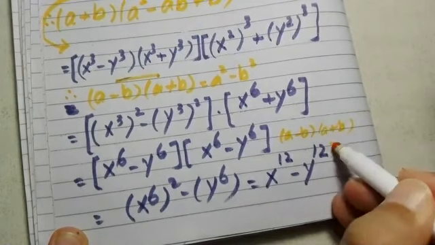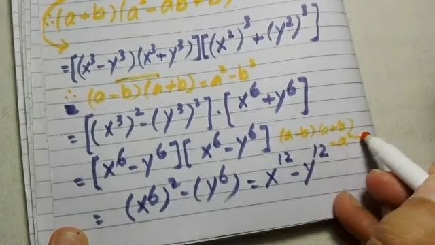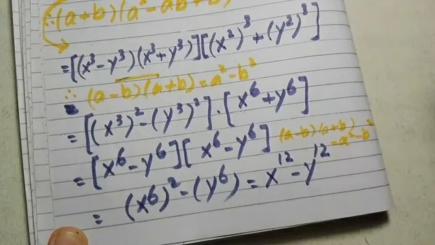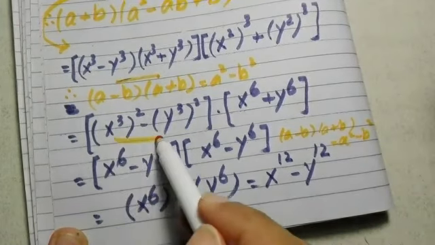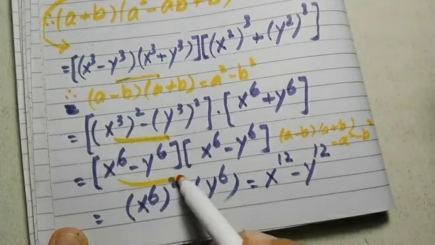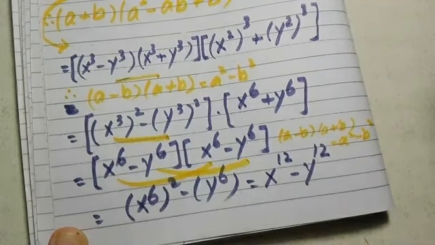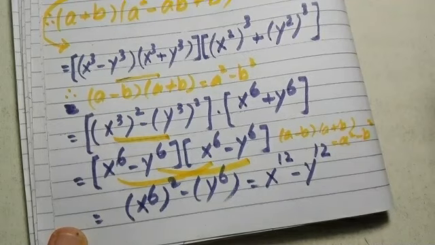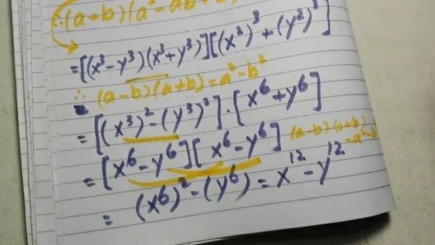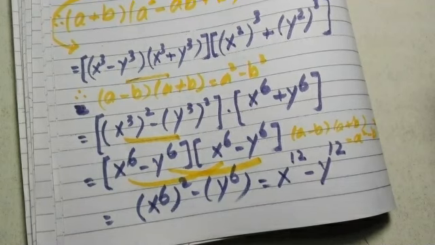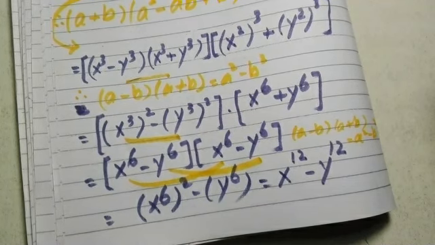So it will give you a² − b². Every time we are using it, you can see that the first two terms are the same, the second two terms are the same, so we can use the difference of squares formula. So it will give you x¹² − y¹². I hope that you will understand this question and you will practice it again.